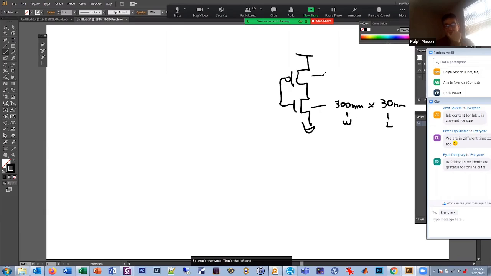And this PMOS, we like to normally make it bigger just because it has a lower mobility. So it's 900 nanometers. Nanometer is 10 to the minus 9, right? By 30 nanometers.